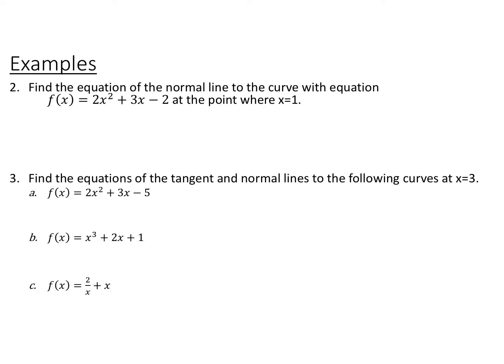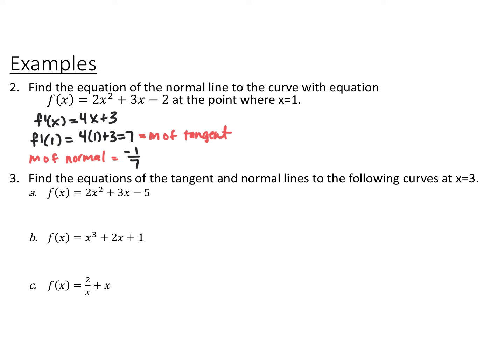This next example says to find the equation of the normal line to the curve with the equation f of x equals 2x squared plus 3x minus 2 at the point x equals 1. So remember, normal lines are perpendicular to tangent lines through that same point. So go ahead and pause the video, find the derivative, find the slope of the tangent line at x equals 1, and then see if you can find the equation of the normal line from there.